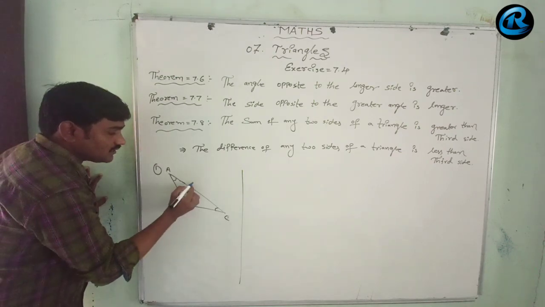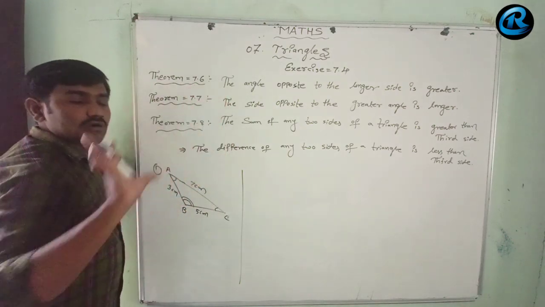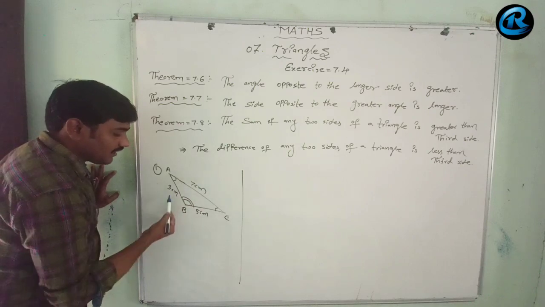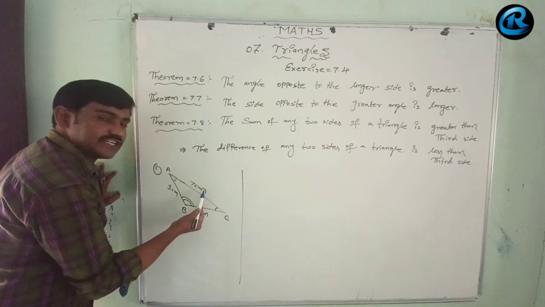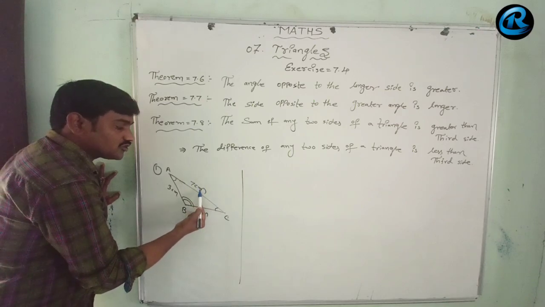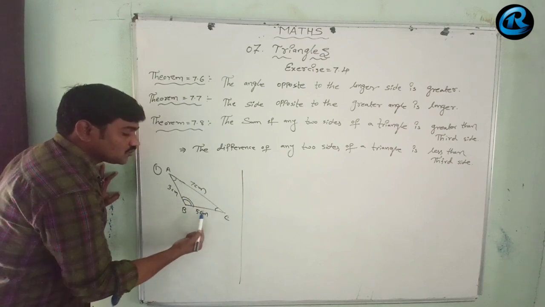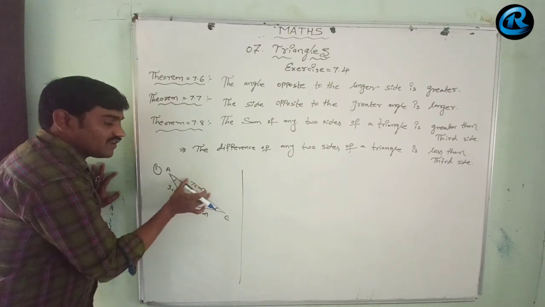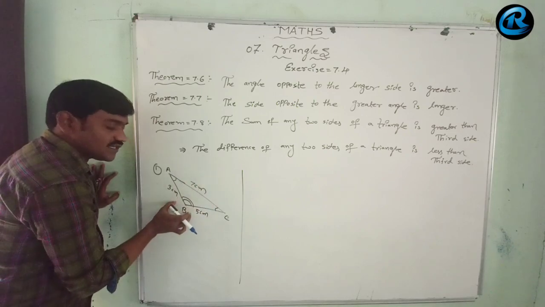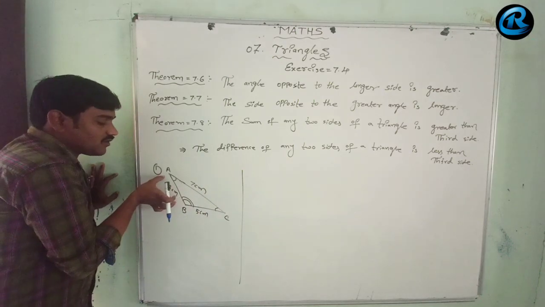Suppose the sides are 7 centimeter, 3 centimeter and 5 centimeter. Now you can understand these two theorems. Which side is greater here? 7 centimeter is the greatest side, the longer side compared to 3 centimeter and 5 centimeter. So opposite to the 7 centimeter side there is angle B. This will be a greater angle compared to these two angles. A greater side contains a greater opposite angle, and a smaller side contains a smaller opposite angle.